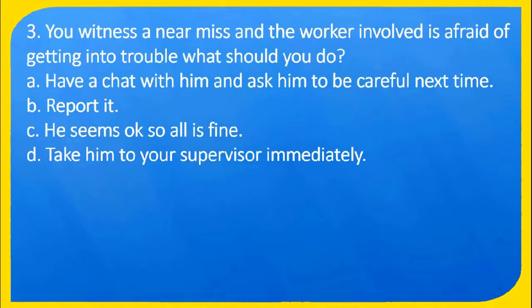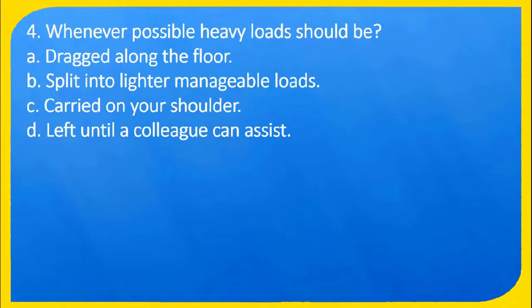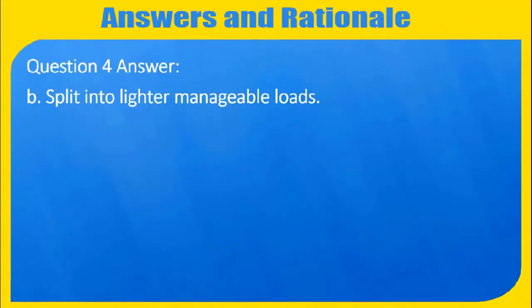Question 3. You witness a near miss and the worker involved is afraid of getting into trouble. What should you do? A. Have a chat with him and ask him to be careful next time. B. Report it. C. He seems okay, so all is fine. D. Take him to your supervisor immediately. Question 3. Answer B. Report it. Question 4. Whenever possible, heavy loads should be A. dragged along the floor. B. Split into lighter manageable loads. C. Carried on your shoulder. D. Left until a colleague can assist. Question 4. Answer B. Split into lighter manageable loads.